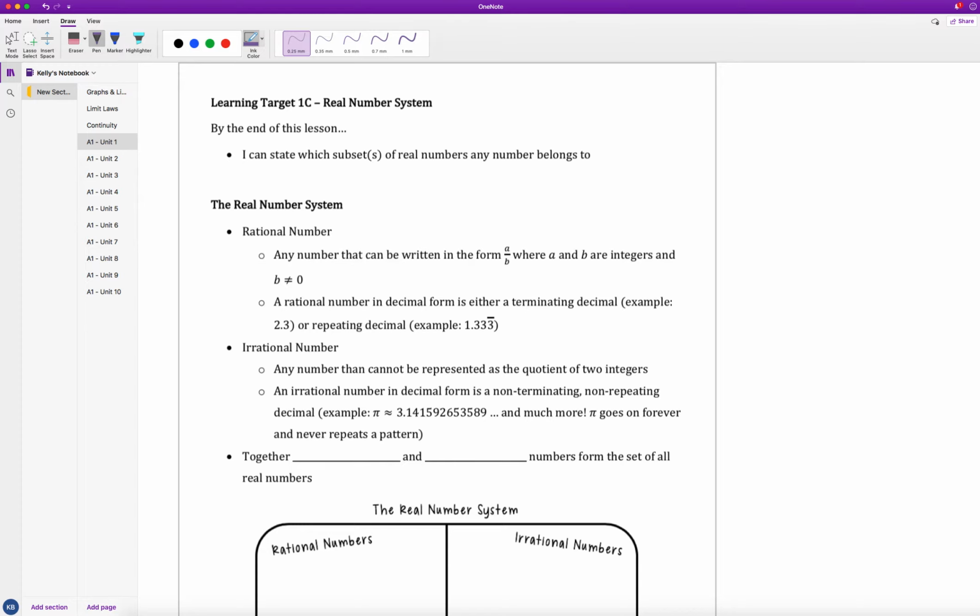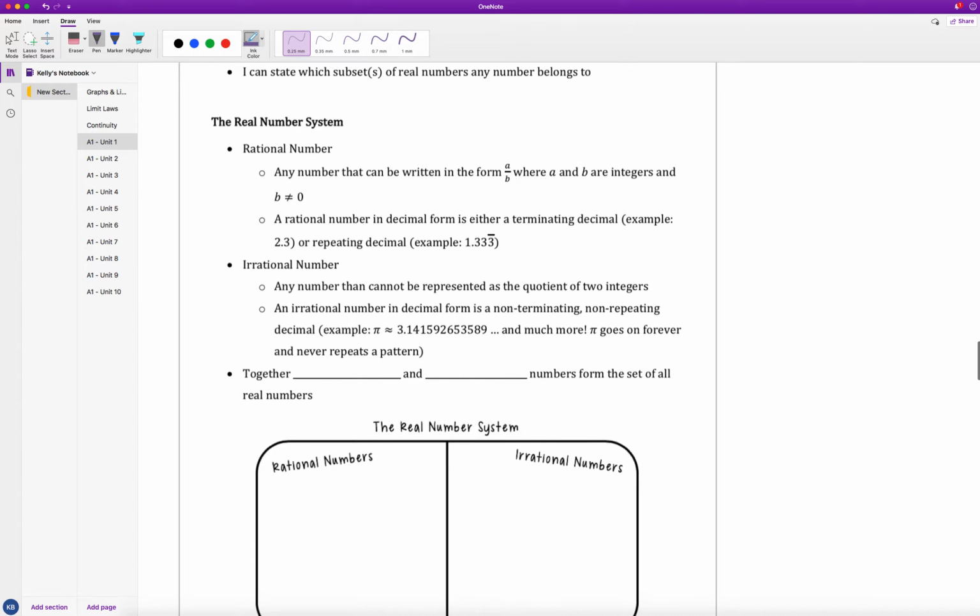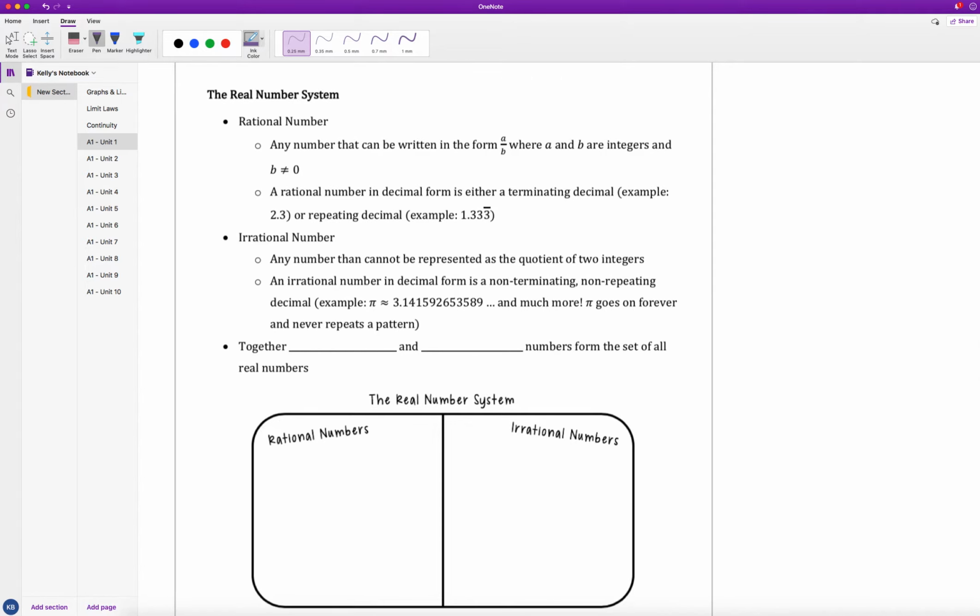belongs to. So the real number system is broken up in kind of two separate categories, and then within each of those categories, we have some more terminology. So the real number system is broken apart into two types of numbers, rational numbers and irrational numbers. So let's start with rational numbers.